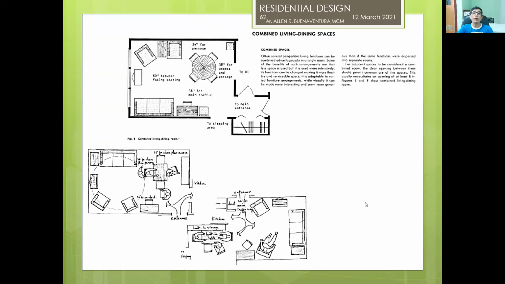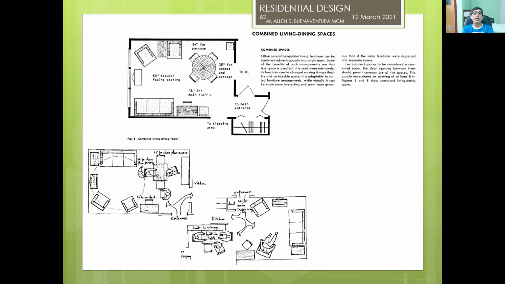Now we go to combined living and dining spaces. So these are often scenarios in small residences, particularly for condominiums or row houses. No? So these are combinations of living and dining spaces in one room. Often several compatible living functions can be combined advantageously in a single room. Some of the benefits of such arrangements are that not less space is used, but it is used more intensively.